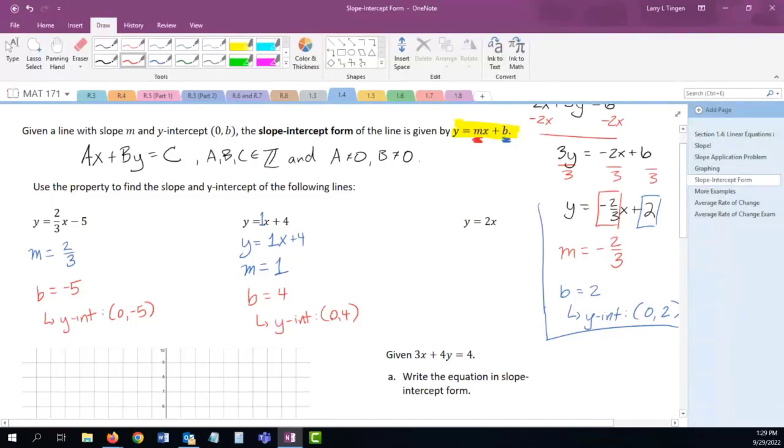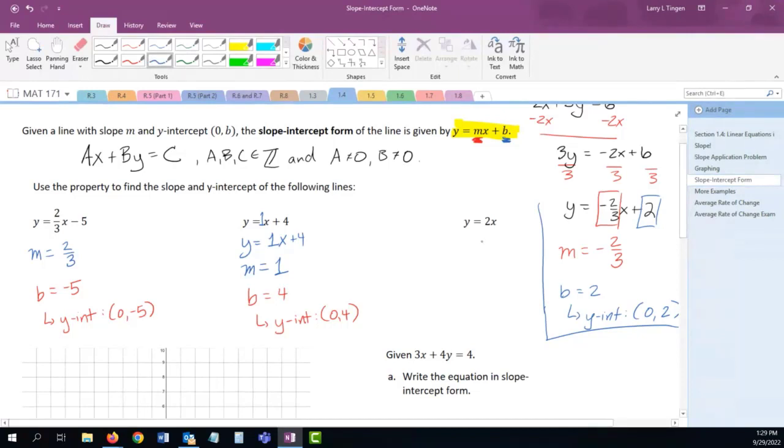Do you see how that works? I let x be 0, and I solve for y. That lets me find the y-intercept. So when I get to this equation, if I can get that term with the x in it to go away, I'll be left with the y-coordinate of the y-intercept.